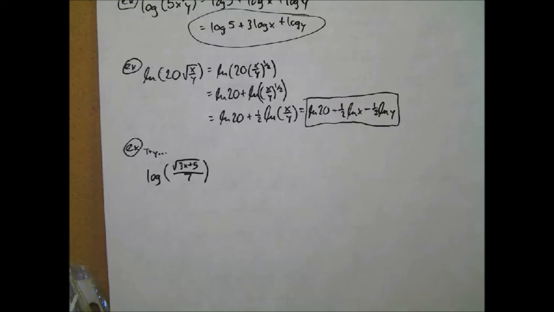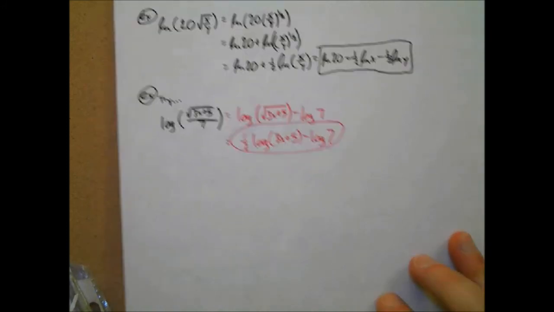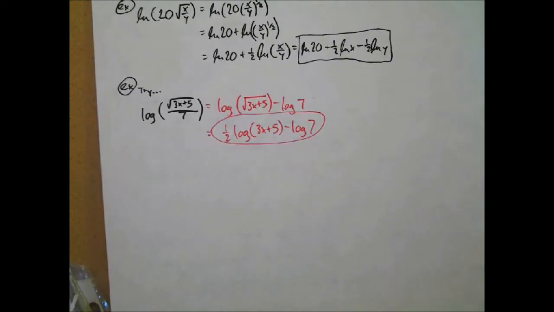Good job, gents. There it is. 1/2 log 3x plus 5 minus log 7. Okay, questions on any of that? All right, so that was expanding.